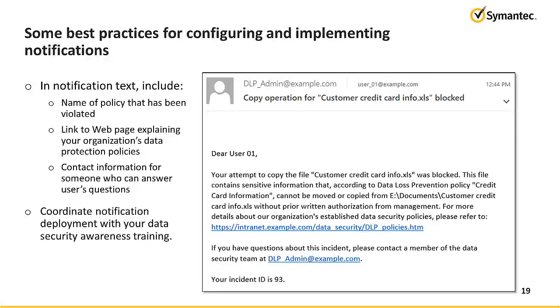In the notification text include the name of the policy that has been violated, a link to a web page that explains your organization's data protection policies, and contact information for someone who can answer any questions users might have about the notification. Secondly, try to coordinate the deployment of notifications with your data security awareness training. If users have been trained and are expecting notifications, they will learn more quickly.